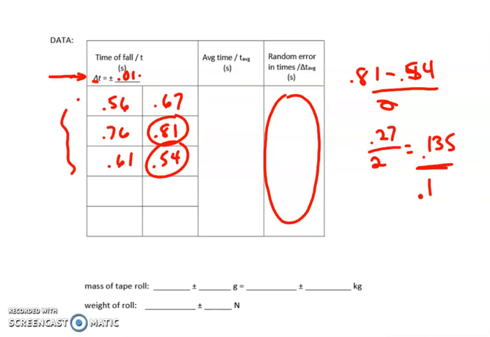So let me put this in perspective. If my average time from these 6 was, let's say, 0.65 seconds, and my random error is, let me just leave it as 0.13, I have a fairly significant amount of error here. 0.13 is about 1/5 of 0.65, so that's 20% uncertainty. I don't know my times very well, and that's definitely a source of improvement if I were to do a later lab.